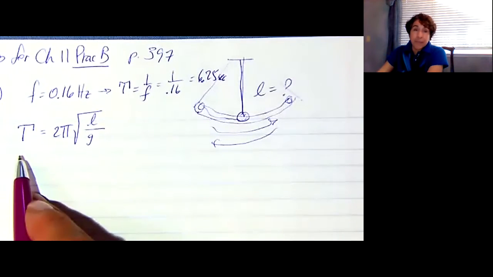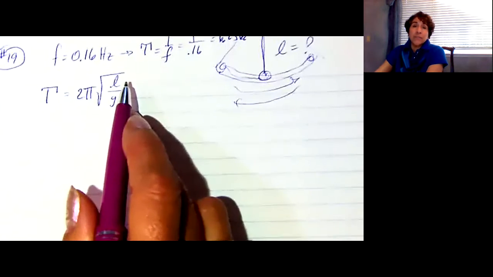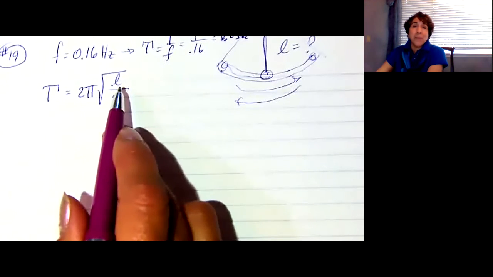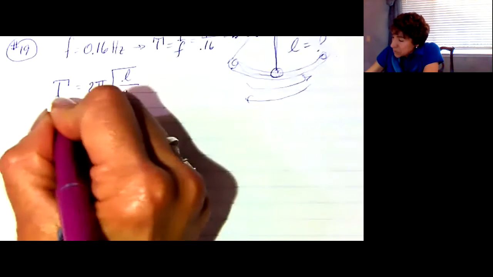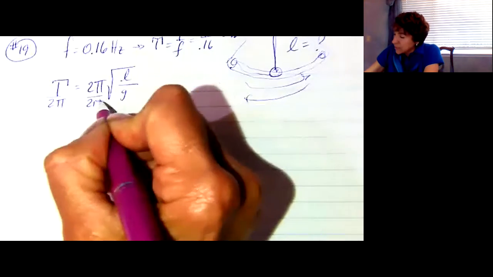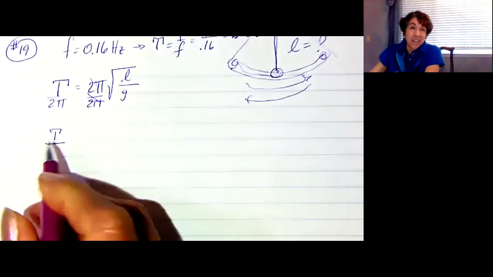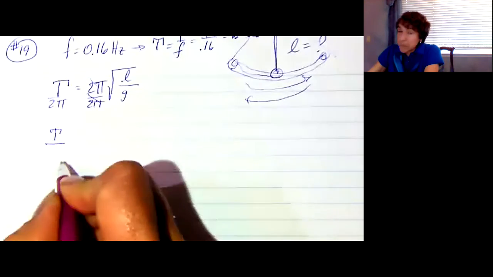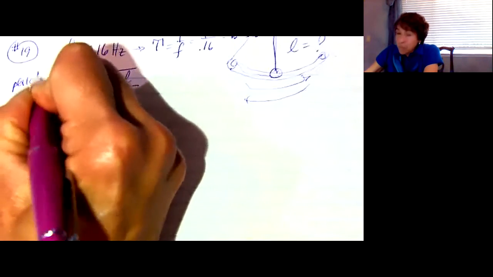Okay, so now I have the period. And I know g is 9.81, so we get to do a little algebra, just a little algebra to figure out the L. So as you've done before, we're going to divide both sides by 2 pi. Now my 2 pi cancels out here, and I get tau. Tau is the period, big T. Tau is the period. Write that down, that's the period.